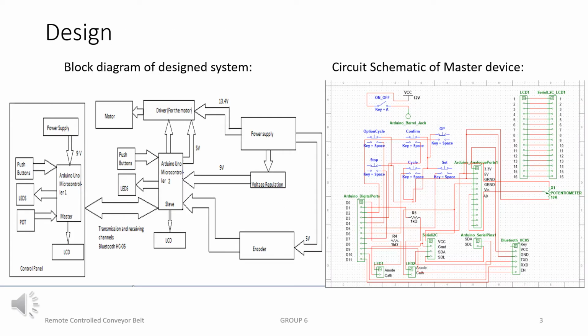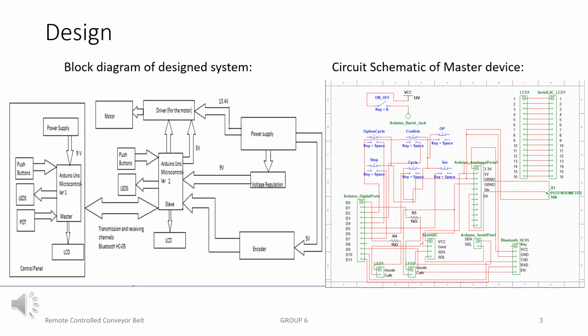To successfully complete the objectives of the group, an operational model had to be developed, which is represented by the block diagram on the left. This system contains two subsystems, which are the control panel, which is the master device, and the conveyor belt, which is the slave device. In the control panel, the master Arduino is powered by a 9-volt DC signal and has input devices such as 6 push buttons and a potentiometer, and output devices such as LEDs and an LCD. This system controls the conveyor belt system.